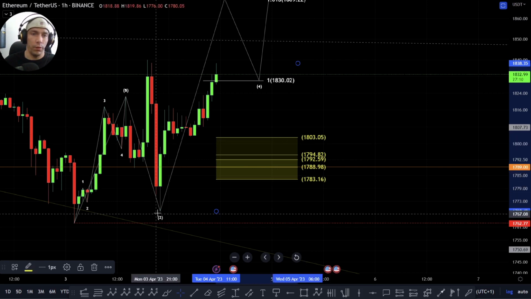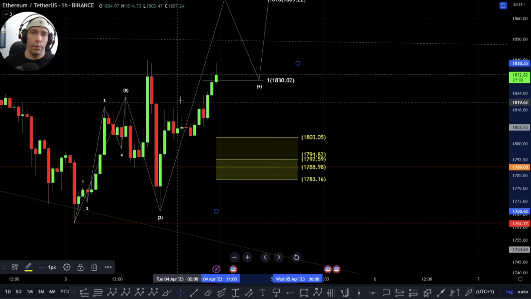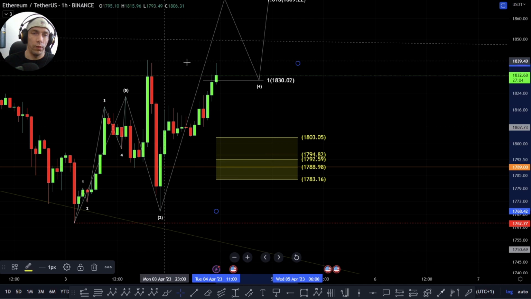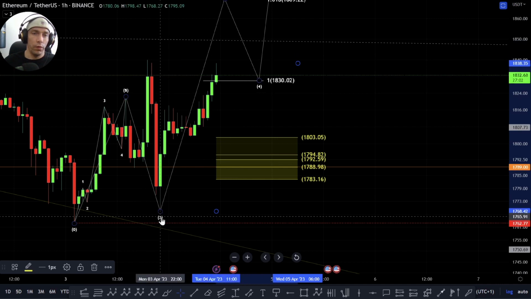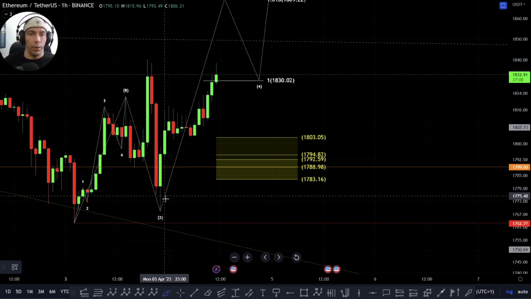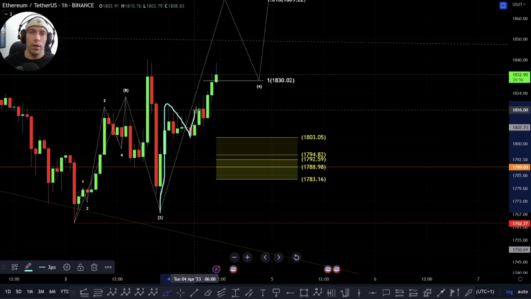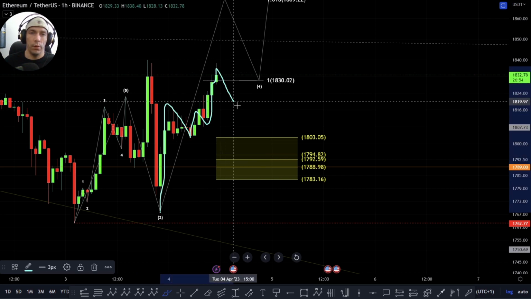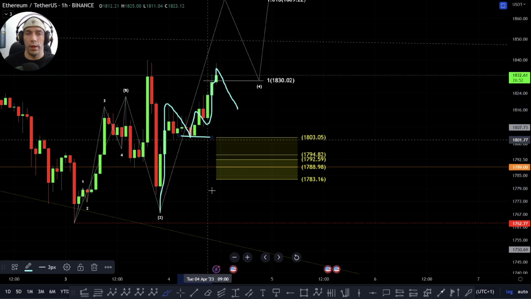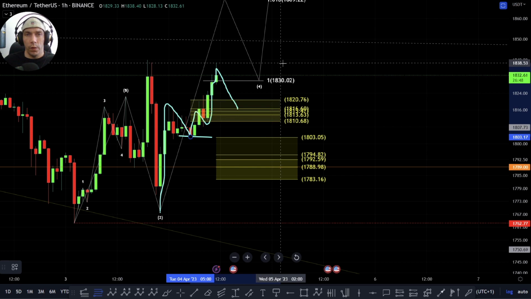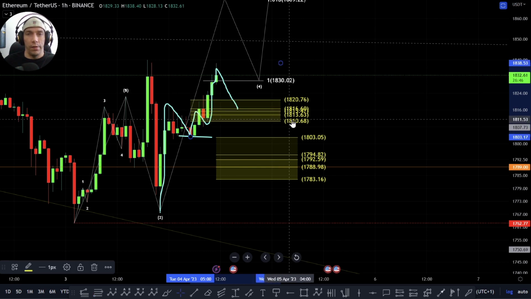And then we'd be looking at the potential that, the problem is it is also looking very much like a three-wave move. So this is why I'm being cautious with this. This could develop into something. It could become that we have this as a 1, a 2 here, then we form another 1, 2, find support above this line here, potentially in the zone here above this 1810, and then look for continuation up.